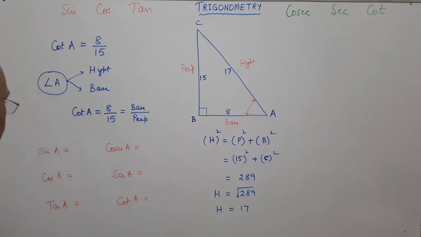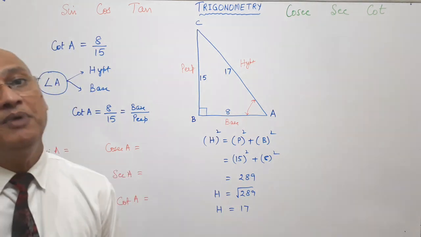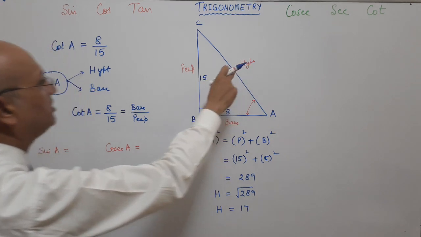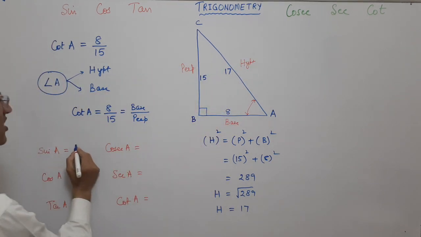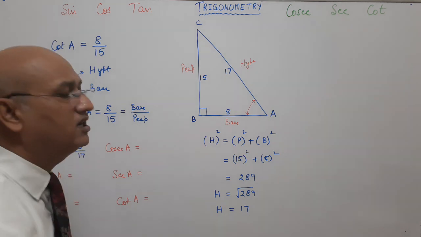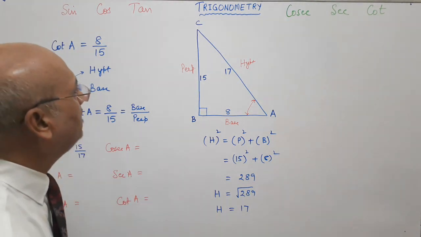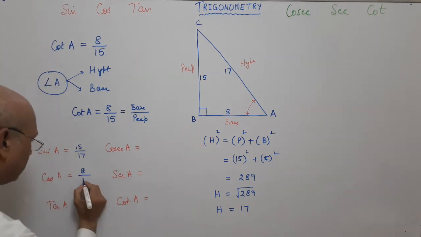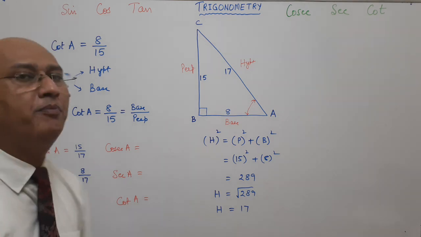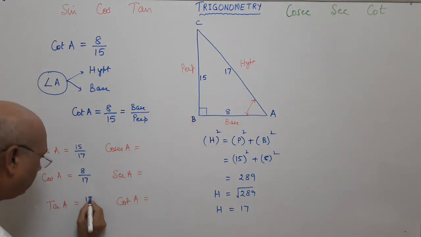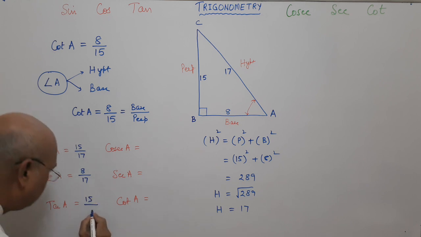Now see. Sine A, we know, some people have, that is perpendicular upon hypotenuse. So what is perpendicular? 15, and hypotenuse is 17. So its value will be 15 upon 17. Cos A, curly brown hair, base upon hypotenuse, base is 8 and hypotenuse is 17. Tan A, through proper brushing, that is perpendicular upon base, perpendicular is 15 and base is 8.